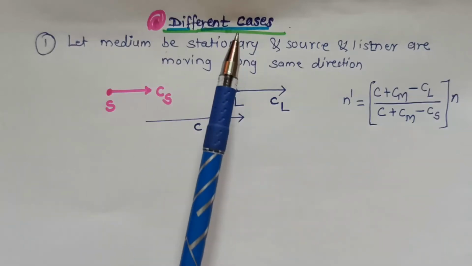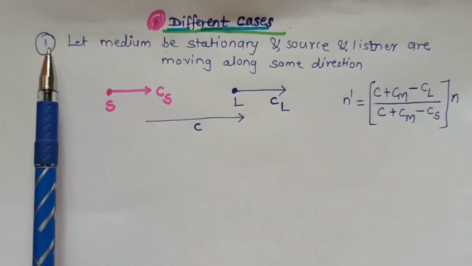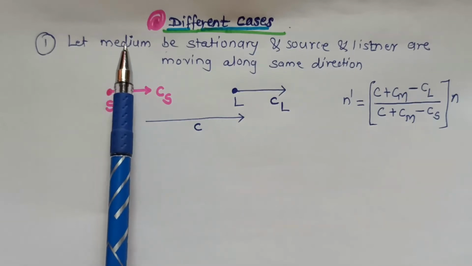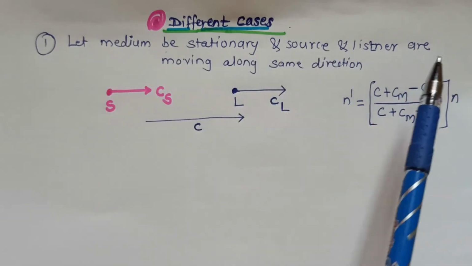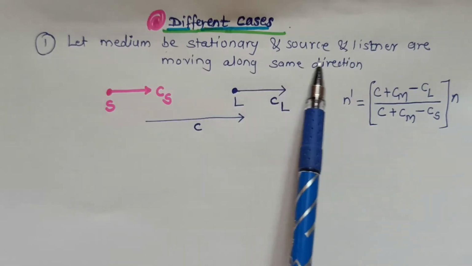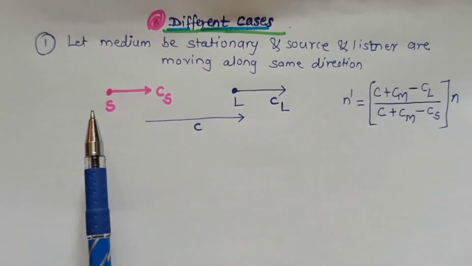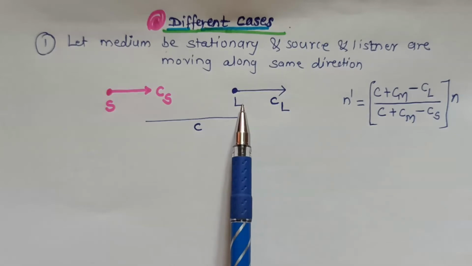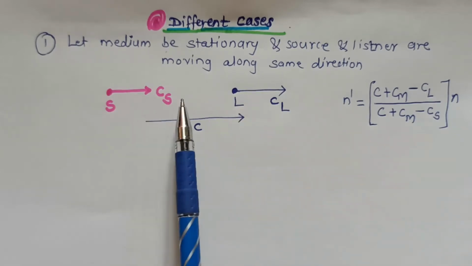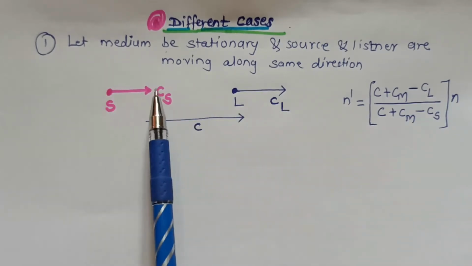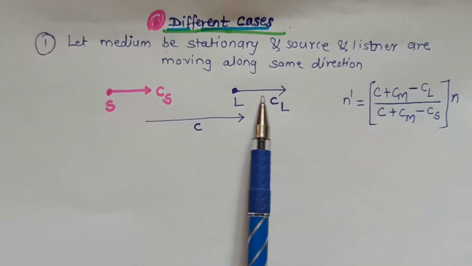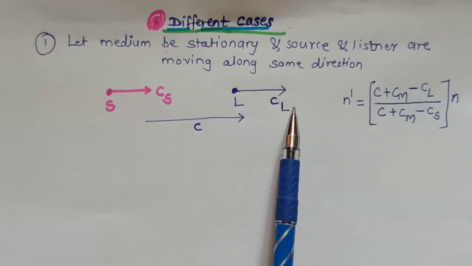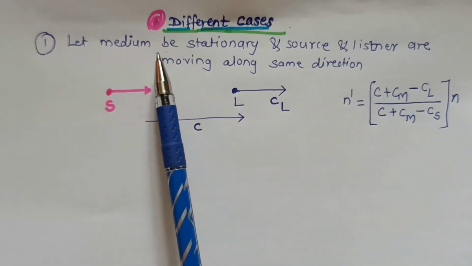Different cases. First we study the first case. Let the medium be stationary, and the source and listener are moving along the same direction. This is the source, this is the listener. The arrow shows the same direction of source and listener, and the medium is stationary.